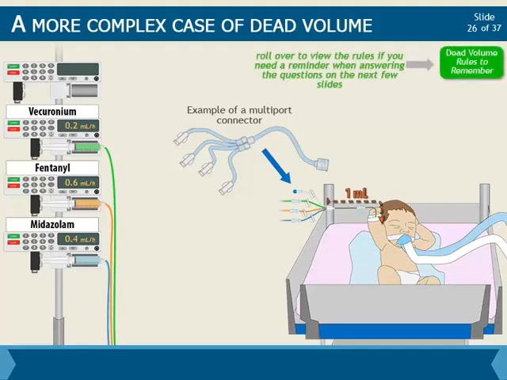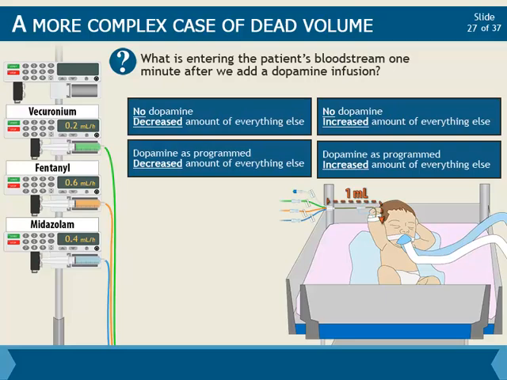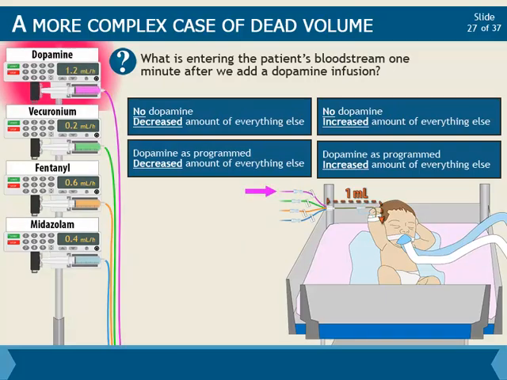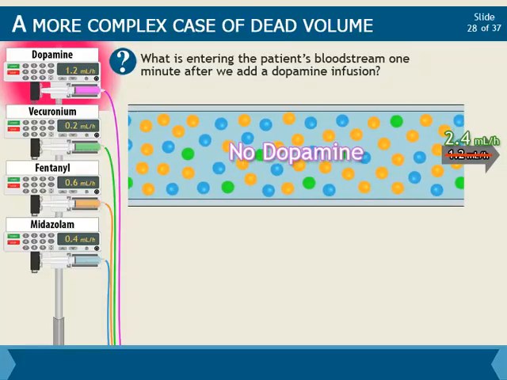In the slides ahead, let's see how well the 3 rules apply to more complex situations, like this case with an infant patient. What is entering the patient's bloodstream 1 minute after we add a dopamine infusion? Assume the other 3 medications have been running for a while now. Prior to starting the dopamine infusion, there was no dopamine in the dead volume.